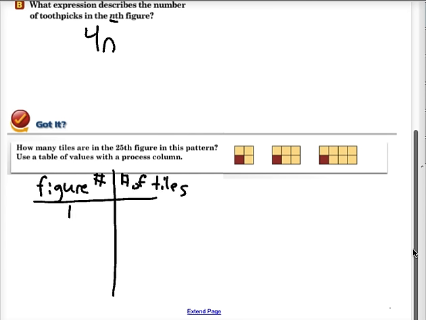So in the first figure, how many tiles do I have? I have 4 tiles. Second figure, how many tiles do I have? I have 6 tiles. In my third figure, how many tiles do I have? I have 8. Hopefully you see something similar to the last one. Do you notice that process that's happening?